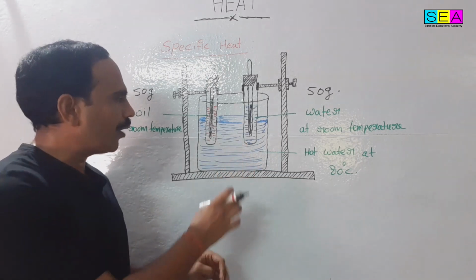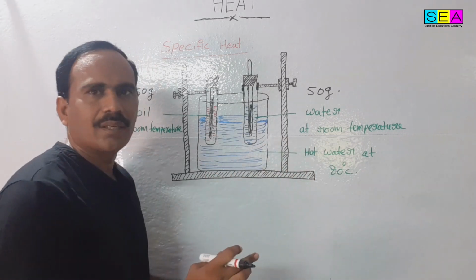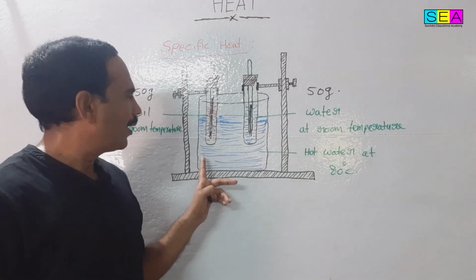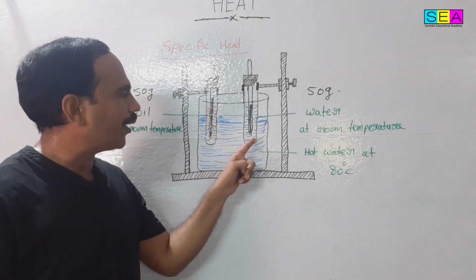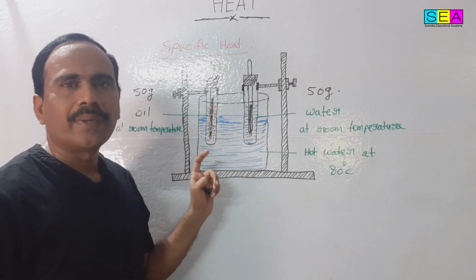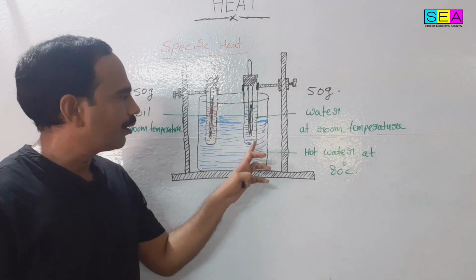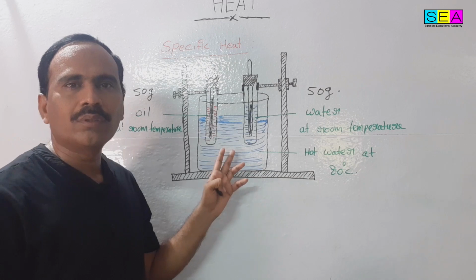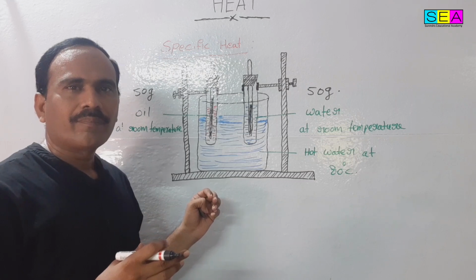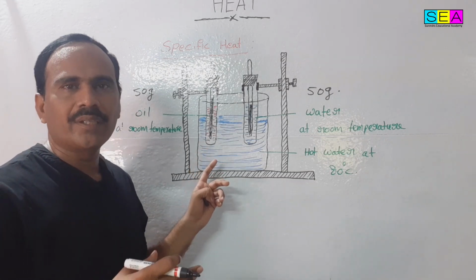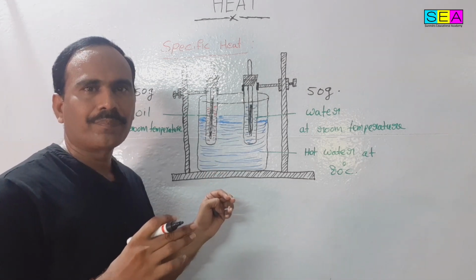Actually, we are providing the same quantity of heat, that is 80 degrees Celsius, but the rate of rise in the temperature of coconut oil is more than the water, because coconut oil's nature is different, water's nature is different, both are different substances. From this activity, we can understand the rate of rise in the temperature depends on the nature of the substance.